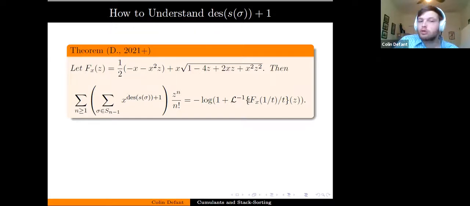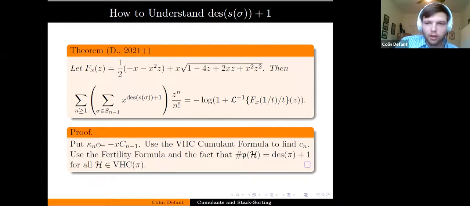And so now the question is, well, how do I get this? And this is using the cumulants and the free probability. So I'm going to choose my sequence of free cumulants by letting kappa sub n be negative x times the n minus first Catalan number. So here x is just some variable. So I'm choosing my free cumulants to be this.